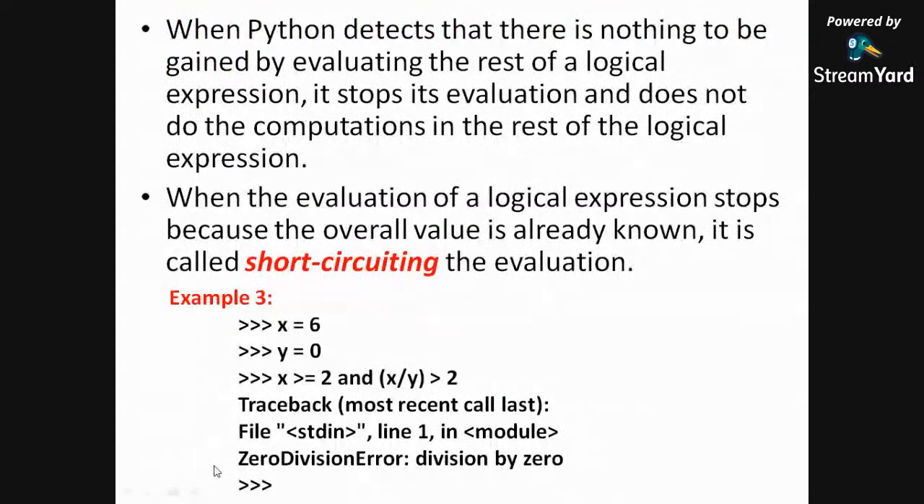But in the third example, x is 6 and y is equal to 0. If you apply these values, 6 greater than 2 is true. Since the first expression becomes true, it then evaluates the second expression, in which you are attempting to divide a number by 0. So you will get a zero division error message. This is called a runtime error. Based on your values, you are getting these runtime errors.